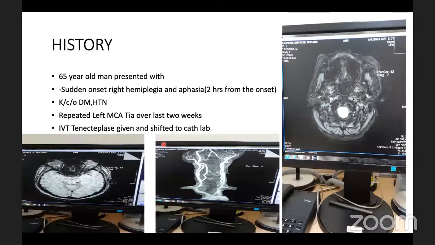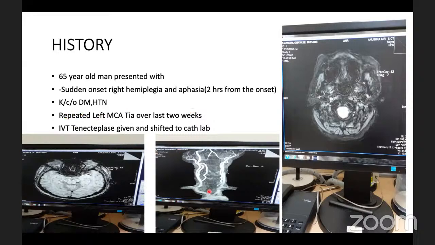Next patient, a 65-year-old man, presented with sudden onset right hemiplegia and aphasia, 2 hours from the onset, well within the IVT period. Known case of diabetes and hypertension, with repeated left MCA TIAs over the last 2 weeks. Again, an indication that this is a large vessel occlusion. IVT tenecteplase was given and he was directly shifted to the cath lab.